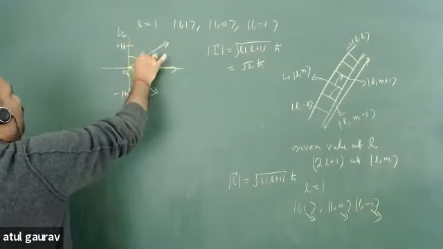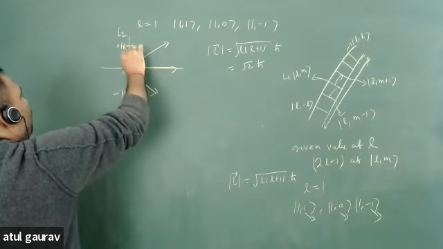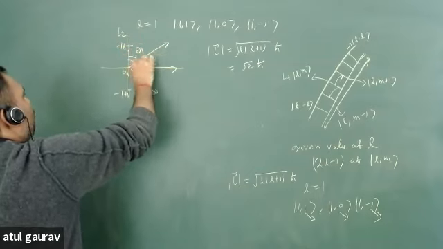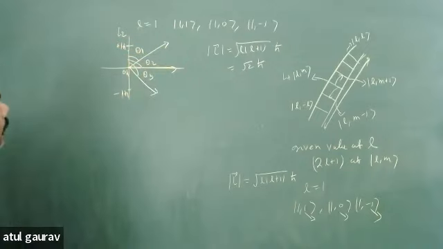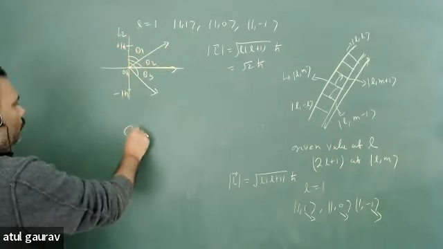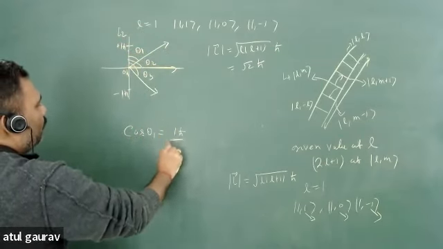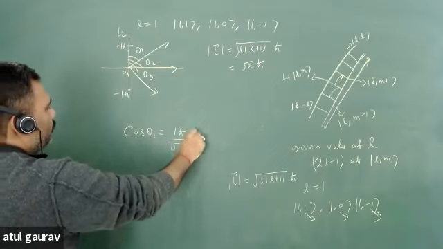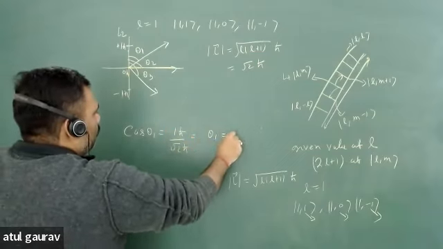And you can easily calculate these angles. This angle is theta 1, this angle is theta 2, and this angle is theta 3. We can calculate the cos value of each theta. So what is your cos theta 1? 1 h cut by root 2 h cut, so theta 1 is equal to pi by 4.